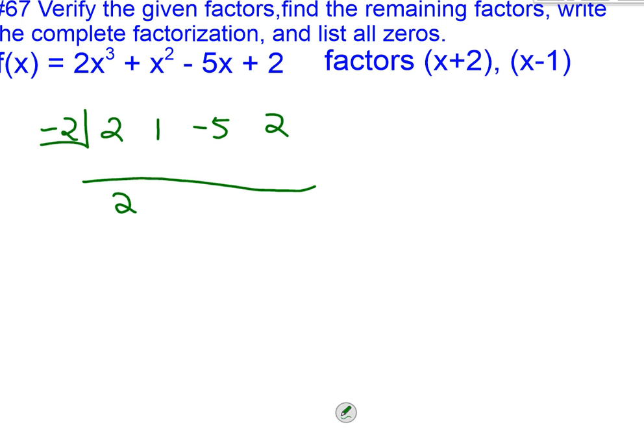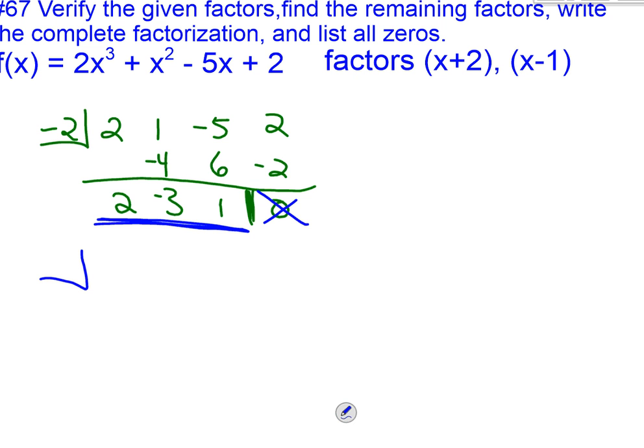I bring down my 2. Negative 4 plus 1 is negative 3. 6 minus 5 is 1. Negative 2 plus 2 is 0. So I'll just leave that, and then I can ignore this. And now I'm using this as my synthetic division row. What am I dividing by now? 1. And I'm dividing that into 2, negative 3, 1.